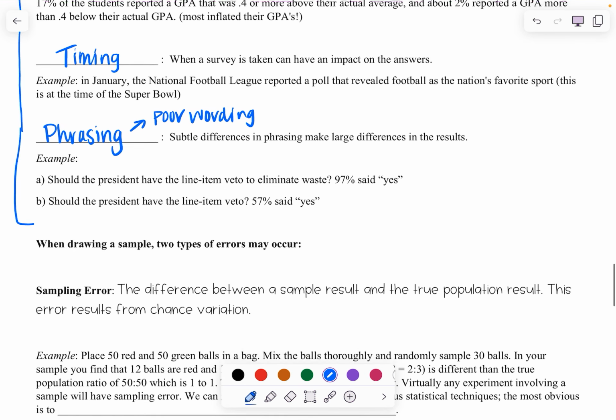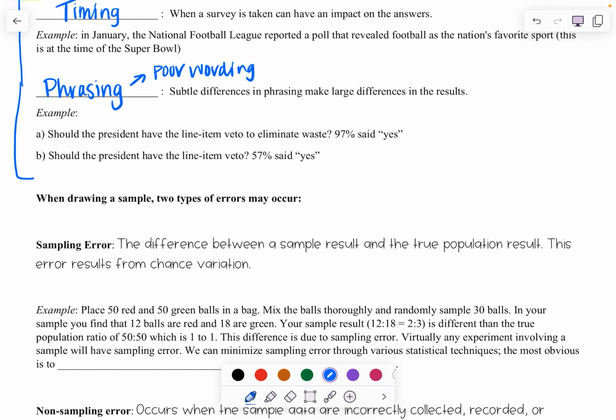Now, another thing, and this is the big one that they usually include on the AP exam, poor wording. If you write a question in a way that is going to lead to a certain answer, you have a form of bias. So in the case of talking about line item vetoes for the president, if you specify specifically what item you want them to have the veto for, in this case, a lot more people said yes because it was specific to one thing.